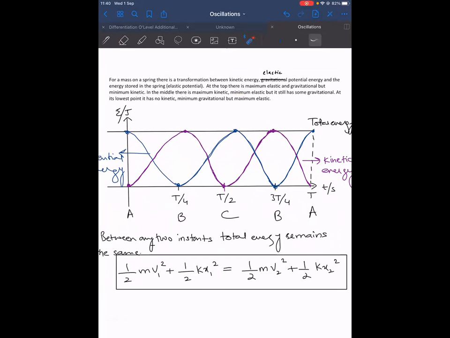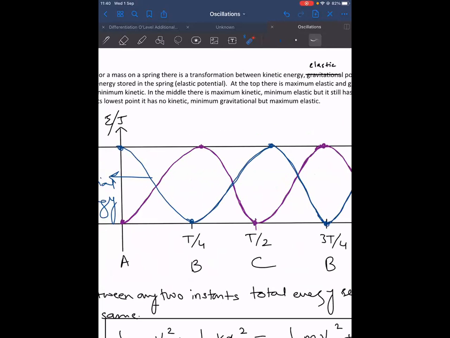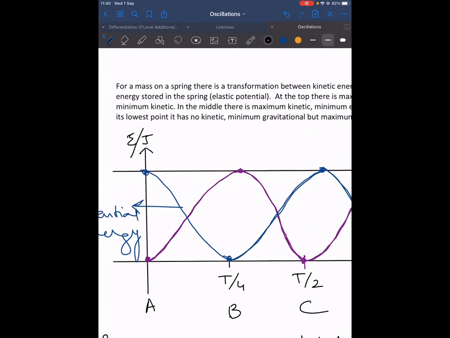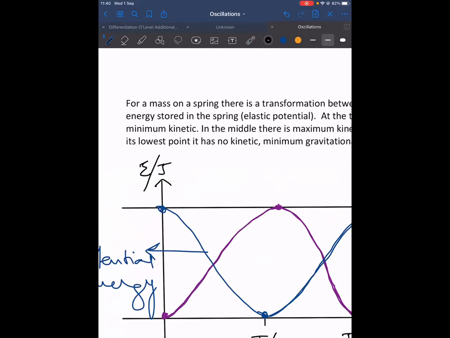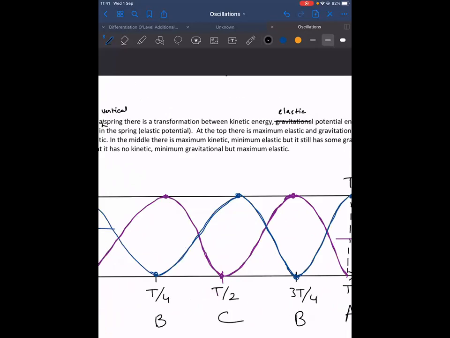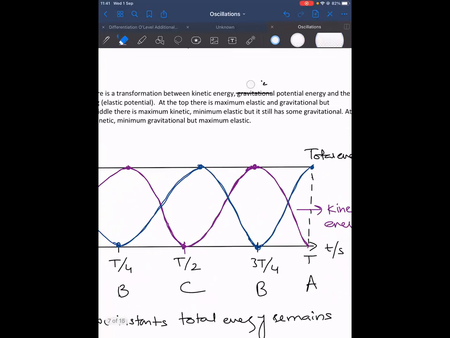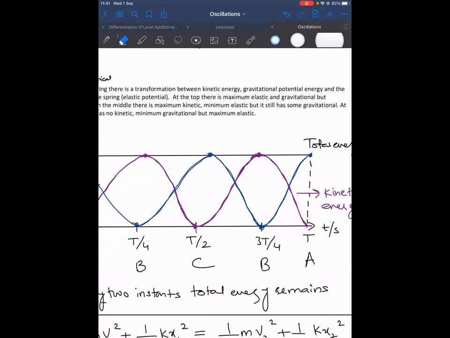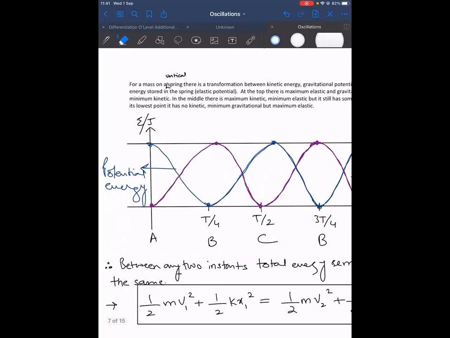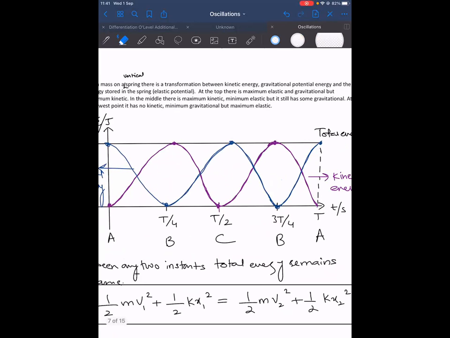At the top, there's maximum elastic, basically for a horizontal spring mass system. अच्छा, for a vertical spring, अगर vertical spring है तो फिर there's a transformation. There are 3 transformations: kinetic, gravitational, and elastic potential energy. So at the top of the spring, there is maximum elastic and gravitational potential energy.